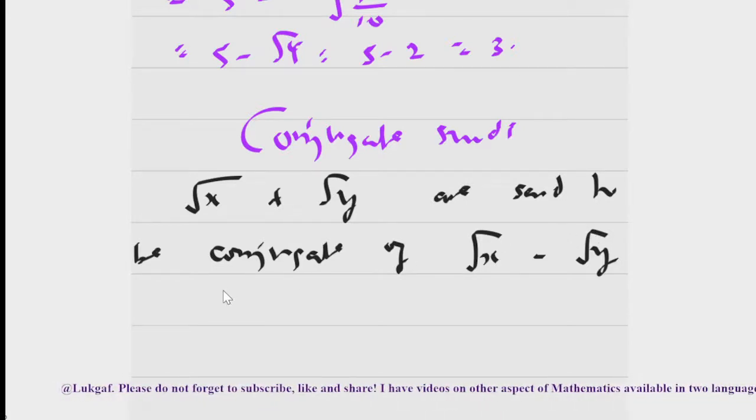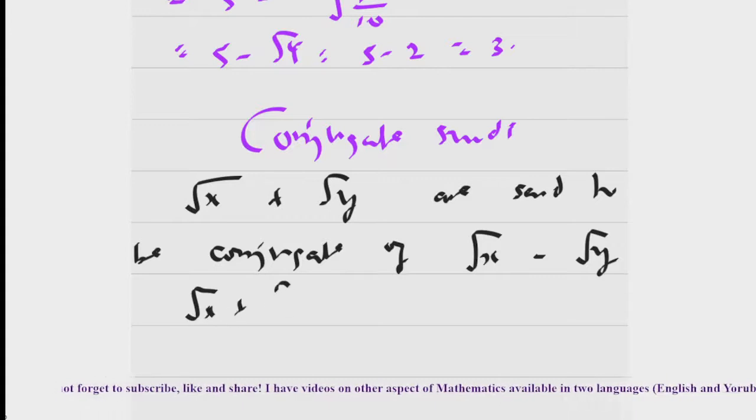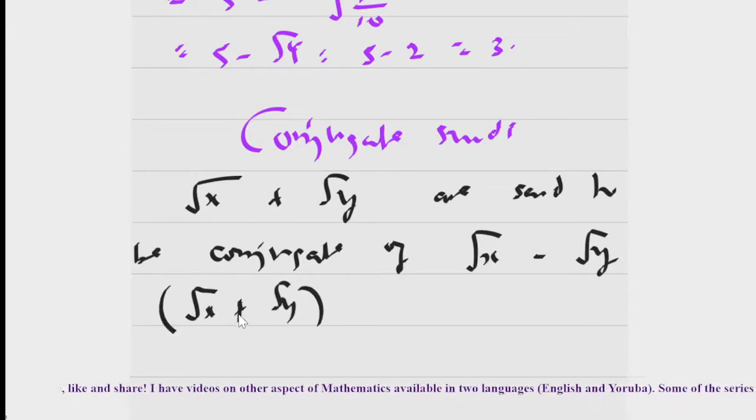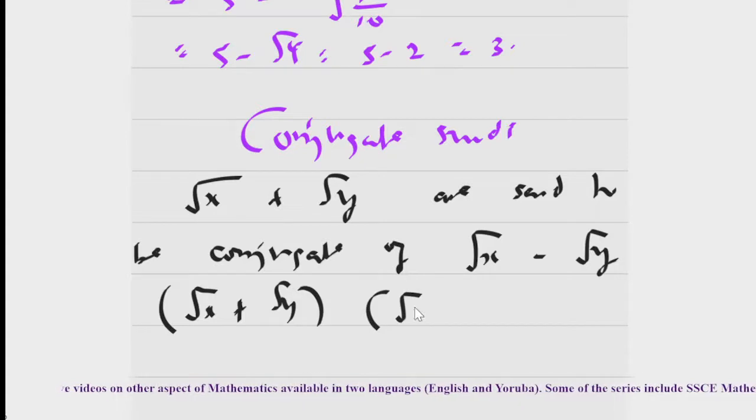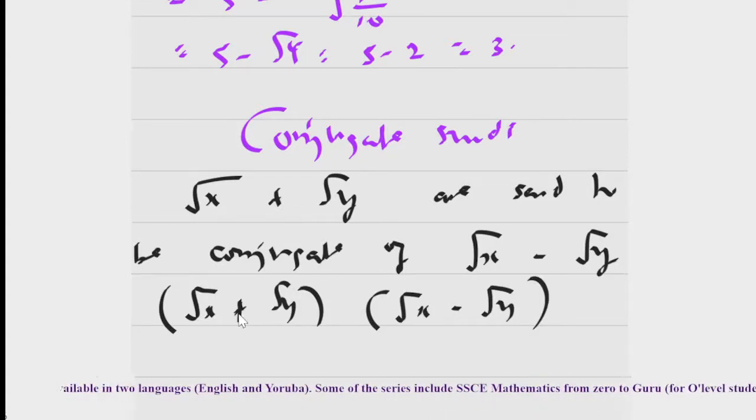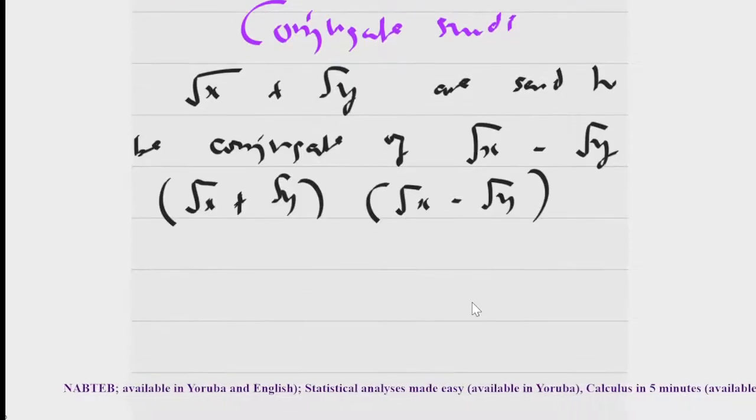You understand? So for example, if I have root x plus root y, you are going to write the same expression here, but what's going to be different is that if it is addition between them before, you change it to subtraction. If it is subtraction, you change it to addition. When you have something like this, you say they are conjugate of each other. And when you multiply these two conjugates together, you get rid of the radical and have a rational number. You understand now?